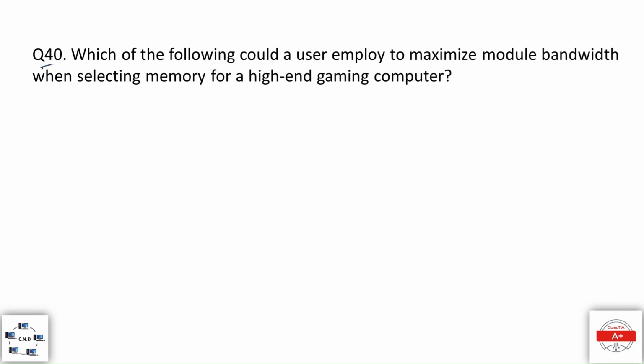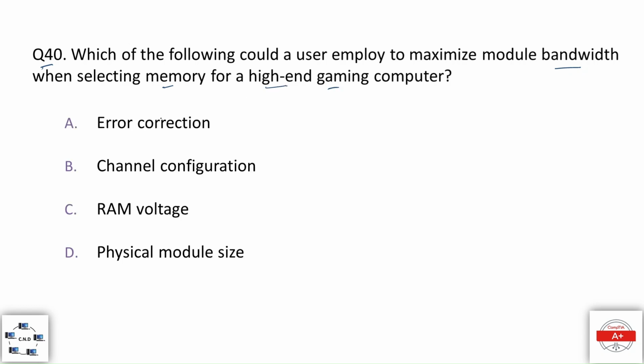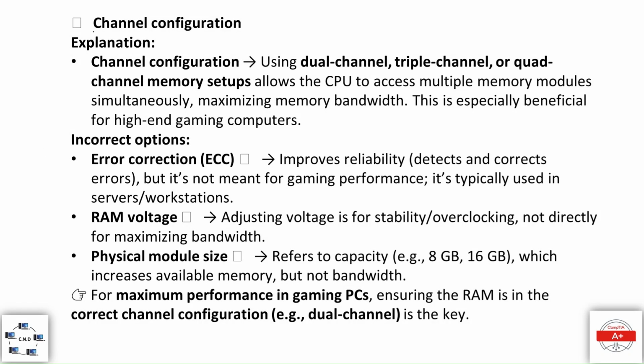Question number 40. Which of the following could a user employ to maximize module bandwidth when selecting memory for a high-end gaming computer? The options are: A, error correction; B, channel configuration; C, RAM voltage; and D, physical module. And the correct option is option B, channel configuration.